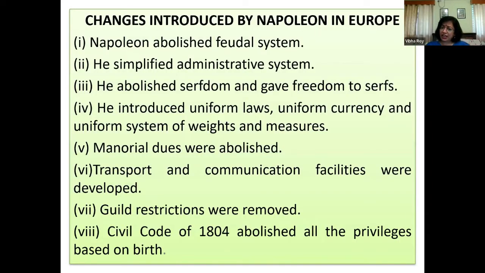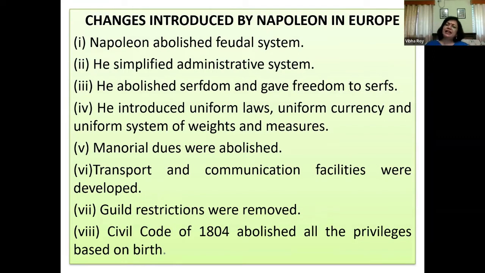Now, what were the changes introduced by Napoleon in Europe? Napoleon abolished the feudal system. See, when a king comes, a ruler comes, he definitely will bring something good. Along with all the wrong things which were going to happen, good things were also brought by Napoleon.